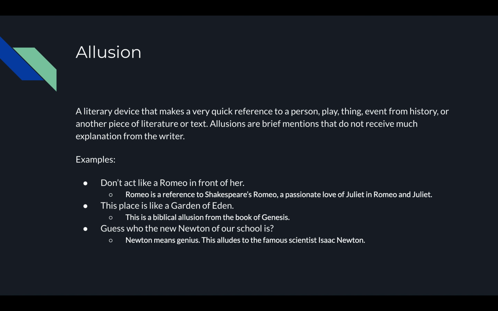But some examples are "Don't act like a Romeo in front of her." So this is a reference to Shakespeare's Romeo, which obviously is the love of Juliet in the play Romeo and Juliet. Another example, "This place is like a Garden of Eden." This is a biblical allusion from the first book of the Bible, which is Genesis. And then the last example, "Guess who is the Newton of our school?" Newton obviously is a famous scientist, and so in this example, they're referring to someone being a genius. So you can see an allusion is just a quick reference to a person.